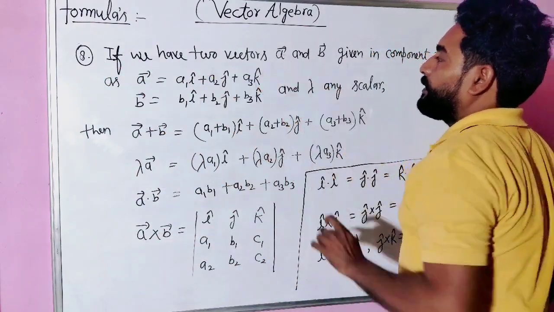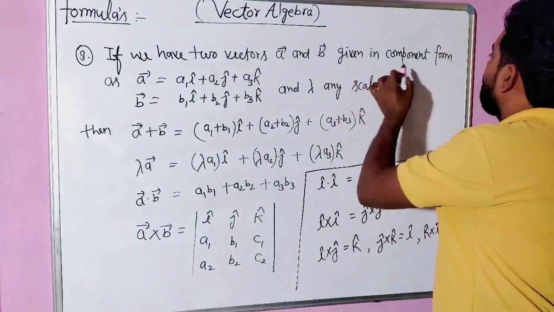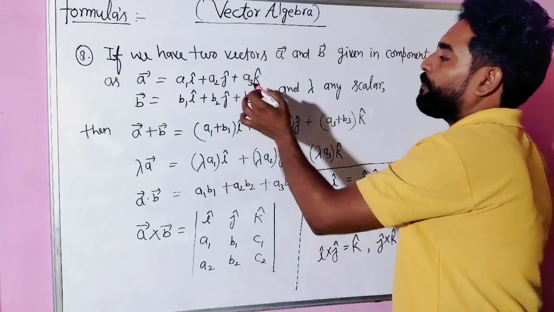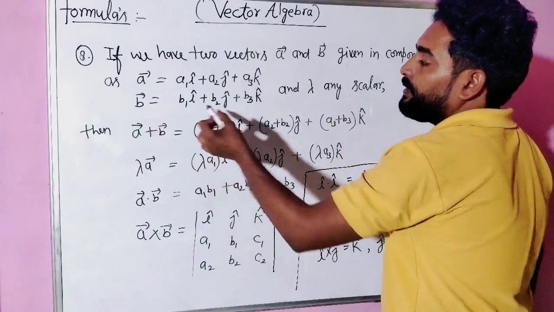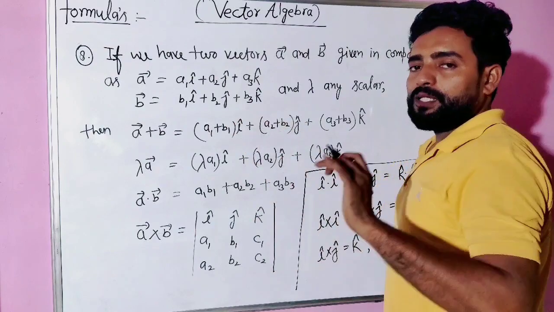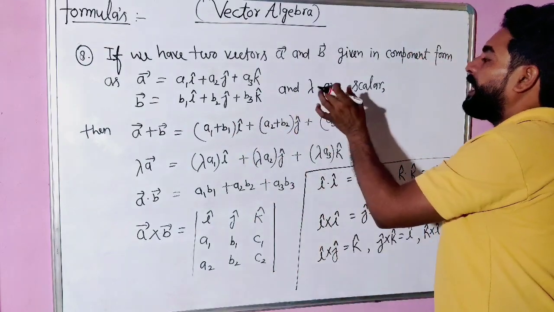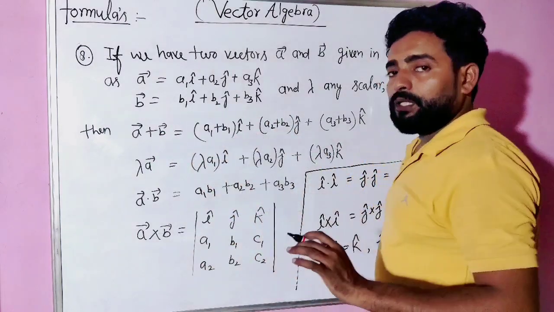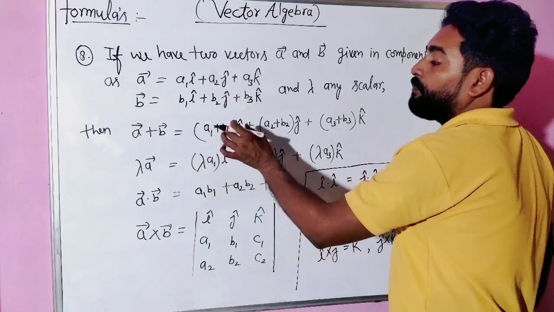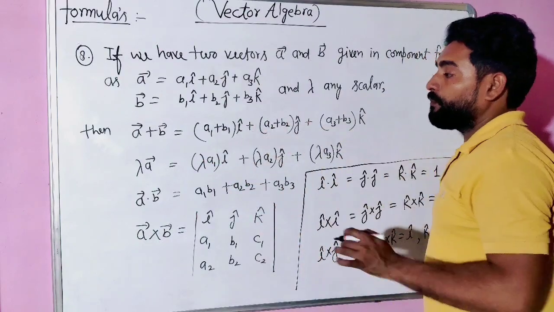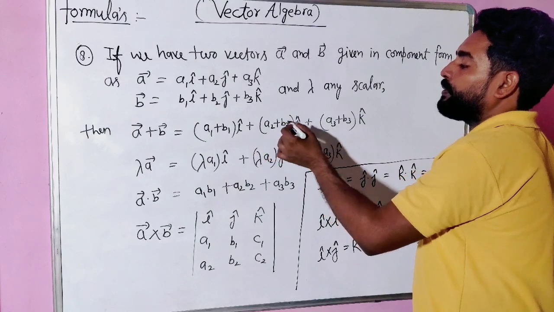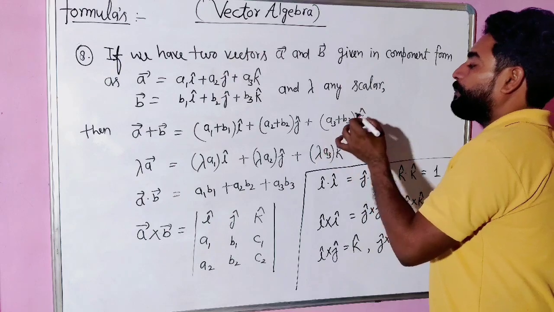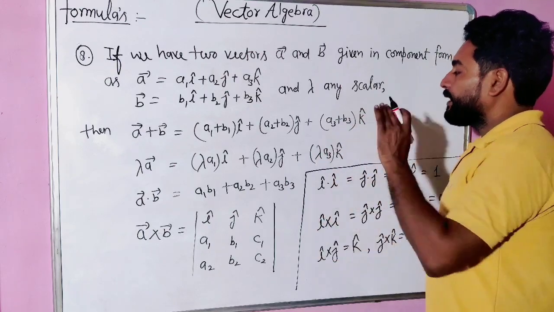Now next formula, formula number 8. If we have two vectors, vector A and vector B, given in component form as vector A is equal to a1 i cap plus a2 j cap plus a3 k cap, and vector B is equal to b1 i cap plus b2 j cap plus b3 k cap, and lambda is any scalar. Then vector A plus vector B is equal to (a1 plus b1) i cap plus (a2 plus b2) j cap plus (a3 plus b3) k cap.